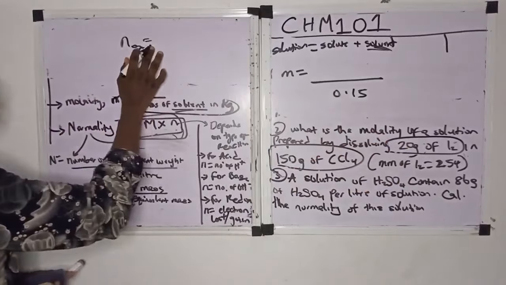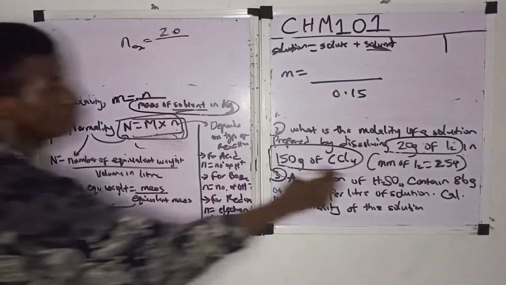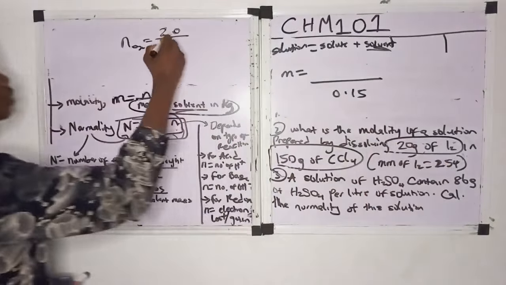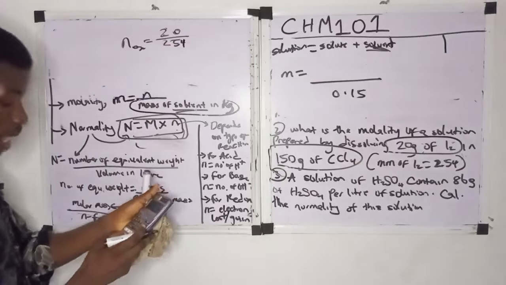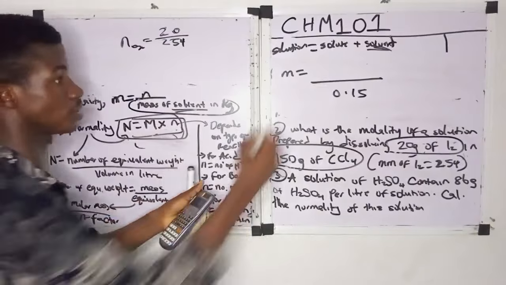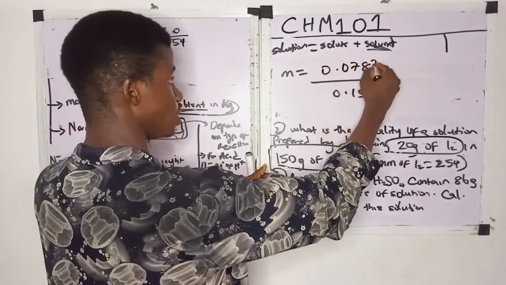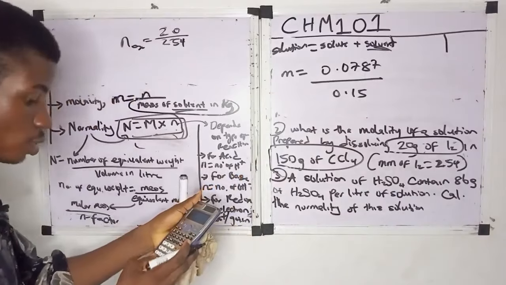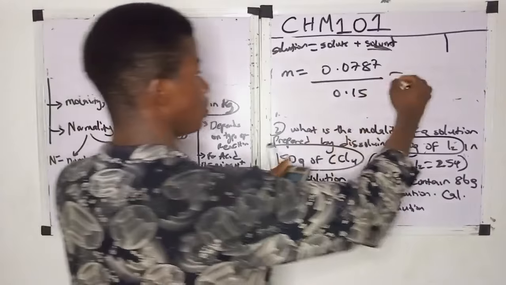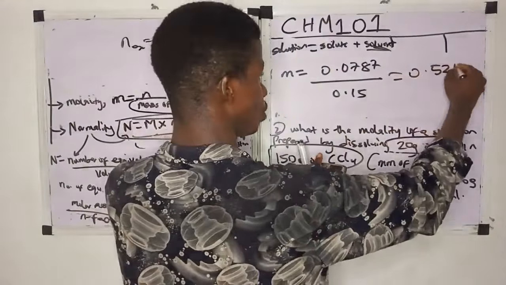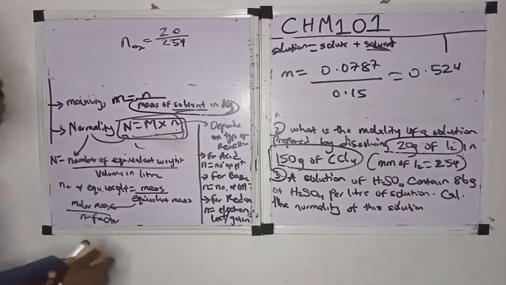Now what is given mass of iodine? It is 20, right? Yes, divided by molar mass of iodine. Molar mass of iodine is what? 254. So if you divide 20 by 254, it will give us 0.0787. Then divided by 0.15, we get 0.524. So this is the molality of the solution.